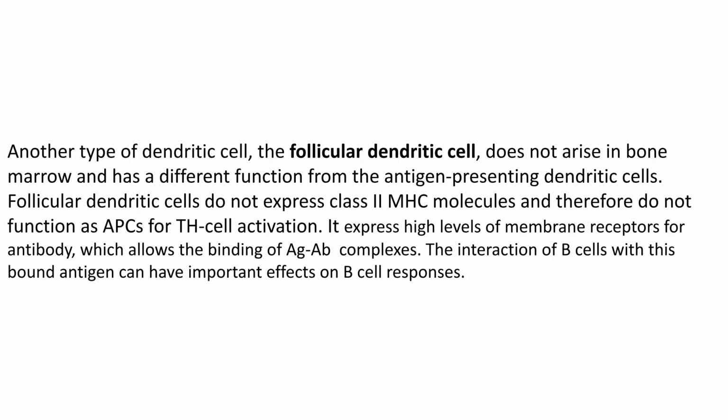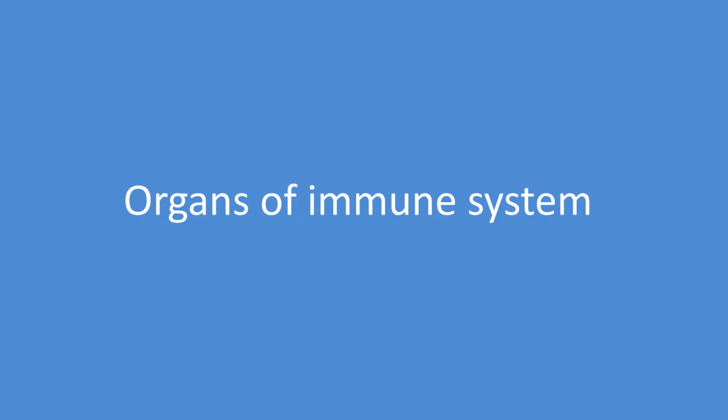Dendritic cells, or DCs, are covered with long membrane extensions. Most mature DCs function as potent antigen-presenting cells, or APCs, to T helper cells, expressing high levels of MHC and B7 co-stimulatory molecules. Follicular dendritic cells do not arise in the bone marrow and do not function as APCs for T helper cell activation. They express high levels of antibody receptors, allowing them to bind antigen-antibody complexes.